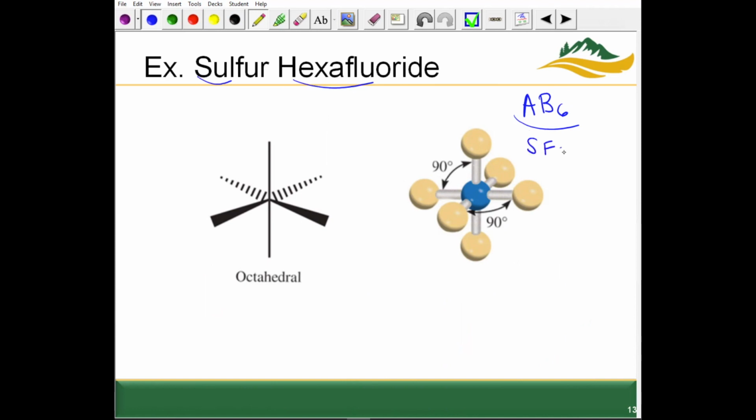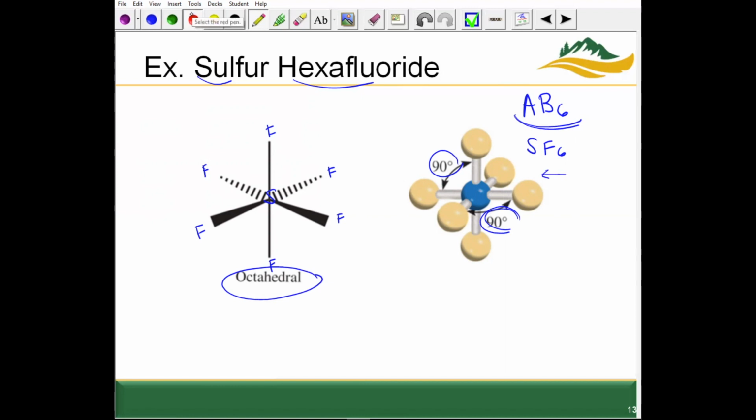So SF6, sulfur is in the middle, then 6 fluorine atoms around that central sulfur. So 2 going up and down, then 4 in this plane. All of these are separated for the class of AB6. For octahedral geometry, these are all separated by 90 degrees. This is a nice way to picture it too, to see that separation of 90 degrees.